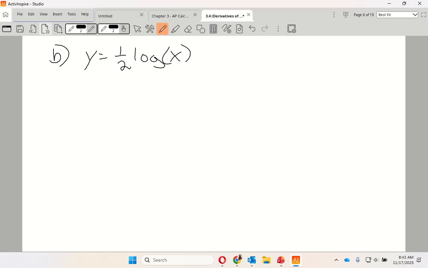Does this require any chains? Nope. It requires a little bit of memory. What's your a value in this problem? 10. Log with no base is base 10.